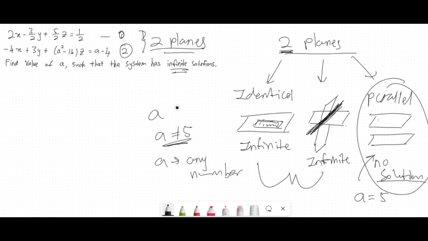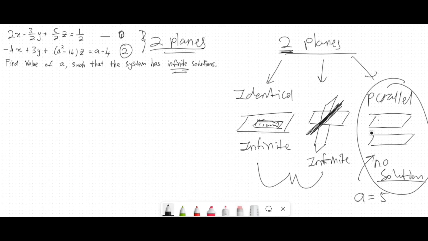So we usually represent it using this symbol: A is an element of the real numbers. Real numbers means it can be negative, positive, fraction, irrational numbers, long decimals: negative 1, 2, 3, 4, 1.2, 1.3, 1.4, 0.001, any number. Okay, so that's the basis. So how do we find this value of A that it cannot be equal to? When it's equal to this value, it will be parallel and they will not intersect at all. It means no solutions, so there won't be infinite solutions.